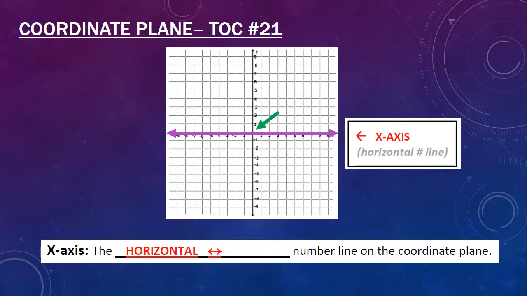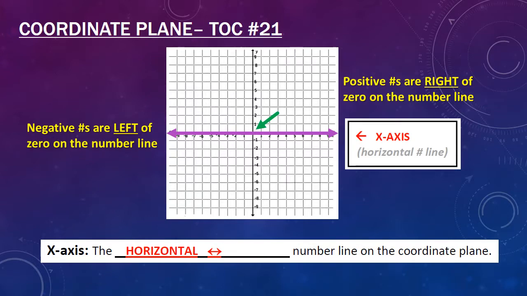Another point to notice is that the positive numbers on your x-axis are always on the right of the 0, or because they overlap at 0, it's to the right of the y-axis. And the negative numbers are going to be to the left of 0 on the number line.